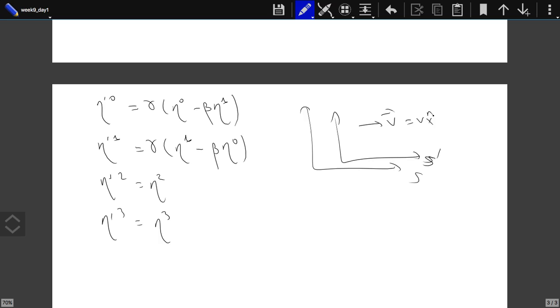Yeah, the transformation of these etas from one reference frame to the other reference frame is kind of straightforward. We already know. Now let's try to calculate what about the velocities? This is the forward velocity. What about the ordinary velocities? How do the ordinary velocities change from reference frame to reference frame?